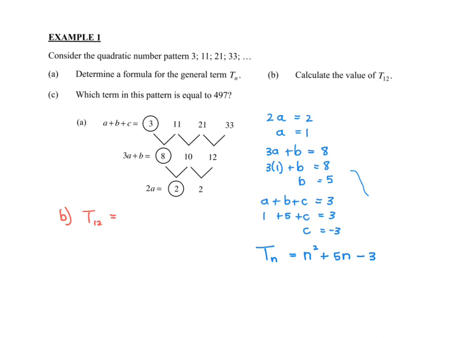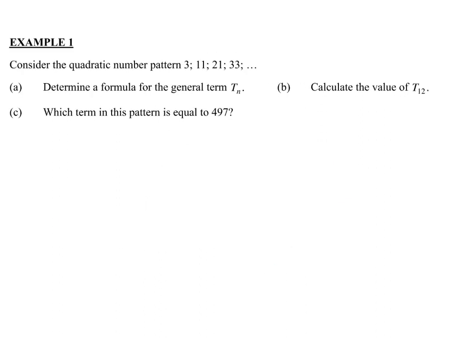So n is now 12, so it's 12 times 12 plus 5 times 12 minus 3. It's equal to 144 plus 60 minus 3, and that's equal to 201. Which term in this pattern is equal to 497? So you need to determine n, and we know that the nth term, the general term, is n squared plus 5n minus 3, and that's now equal to 497.